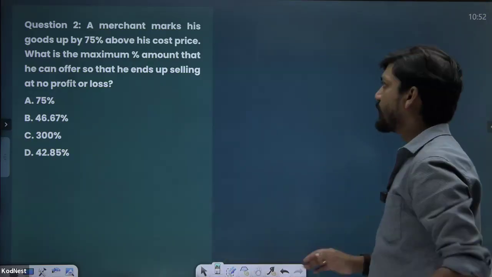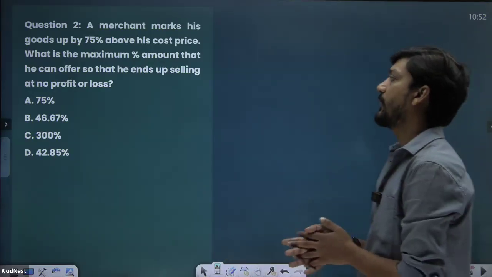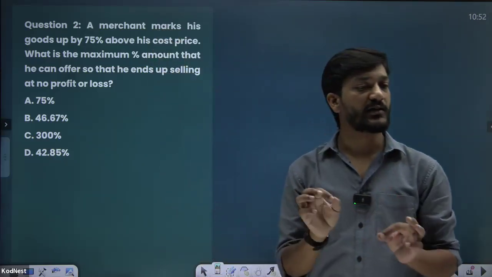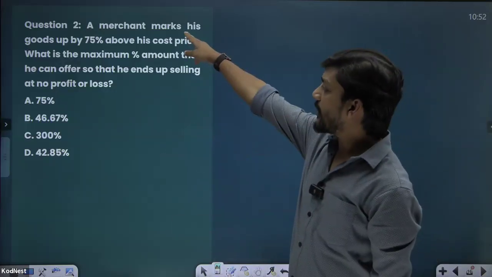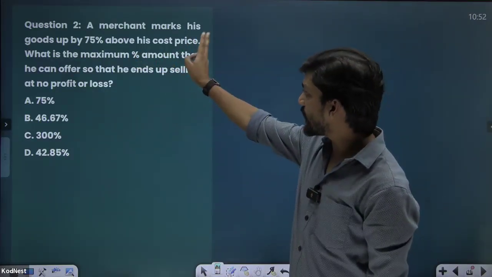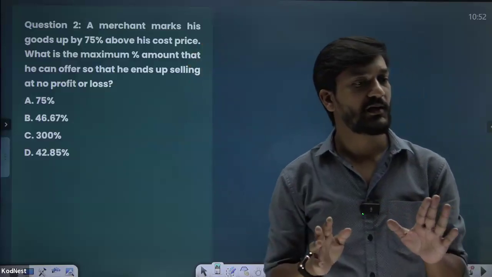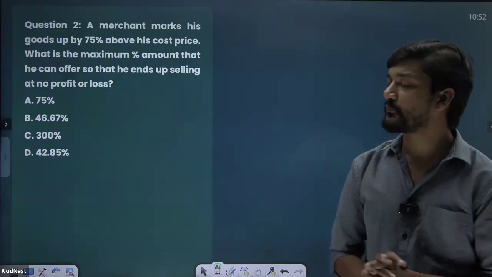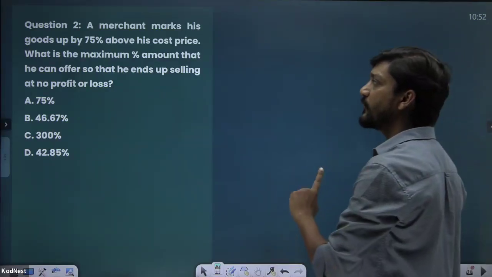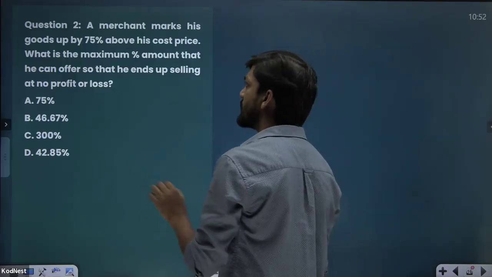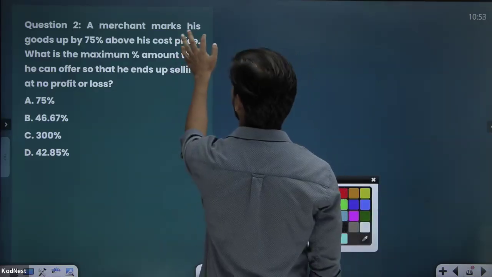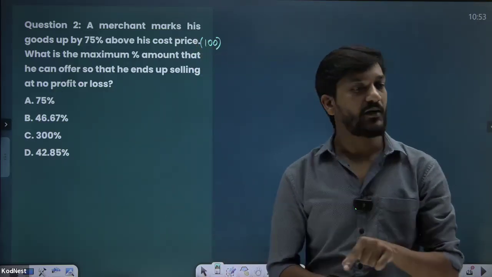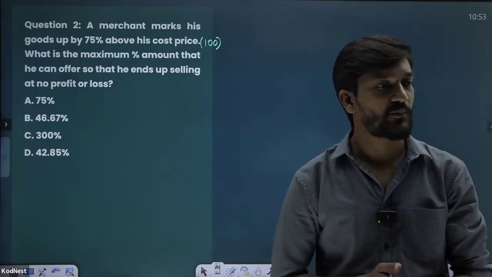Okay, please read the next question. A merchant is marking. Please remember, try to catch the words. So marking is 75% above the cost price. So 75% above the cost price, we are marking the goods. Marking means mark the price. Okay. So 75% above the cost price, we are marking. So answer please. If I am saying cost price 100, so 75% above 100 we are marking. So what is the marked price we are putting?